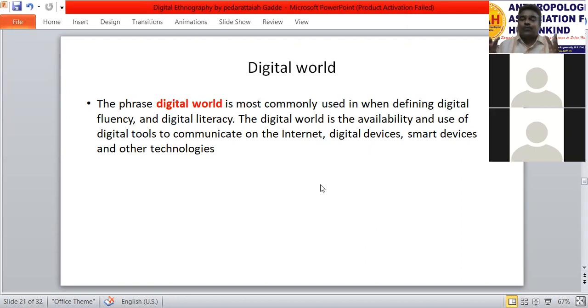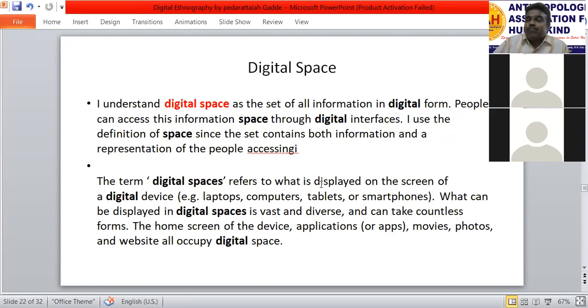So the digital world consists of digital fluency, the communication, the words, the literacy, and the digital tools to communicate on the internet, digital devices, smart devices, and other technologies. So digital space, this is another important jargon. I understand digital space as the set of all information in a digital form. We need to get familiar with this jargon. When we want to engage in digital ethnography, we need to understand the internet language, the jargon, digital world and digital space.